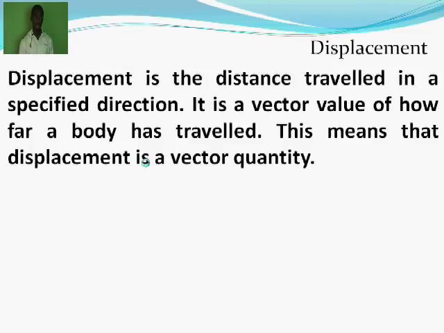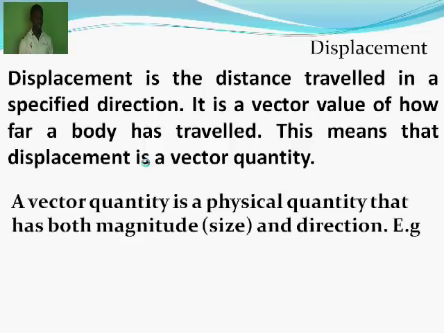Displacement. Let's look at what we mean by displacement. Displacement is the distance traveled in a specified direction. It is a vector value of how far a body has traveled. This means that displacement is a vector quantity. Displacement deals with both the magnitude and the direction, and thus we say that displacement is a vector quantity. A vector quantity is a quantity that has both magnitude, as in size, and direction.